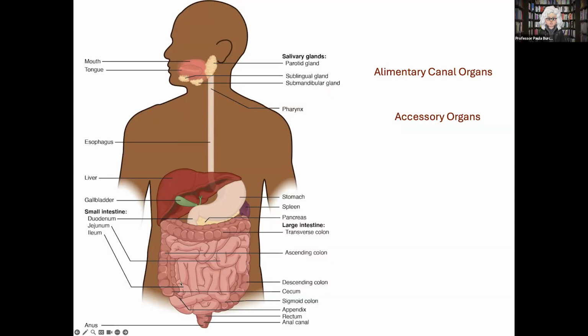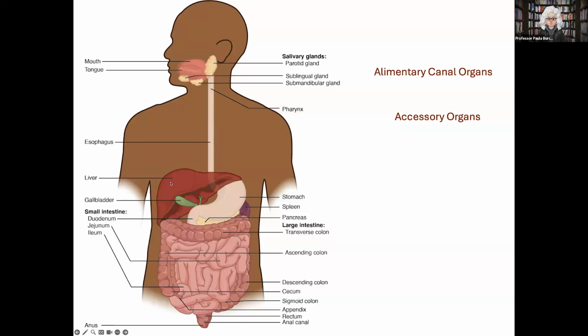The sphincter between the ileum and this blind-ended pouch of the large intestine, called the cecum, is called the ileocecal valve. The cecum has the appendix, which is a lymphoid organ coming off of it. From the cecum, feces moves into the colon, consisting of an ascending, transverse, descending, and sigmoid colon, into the rectum and then the anal canal. The opening at the anal canal is the anus.